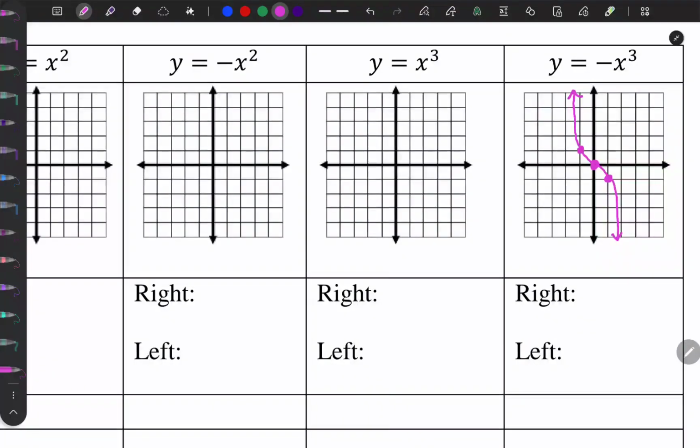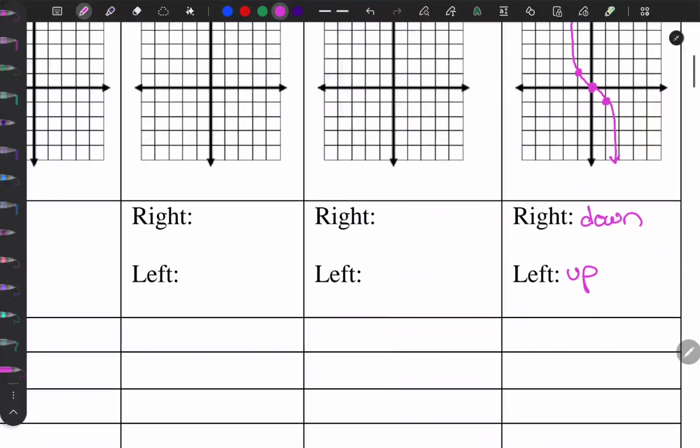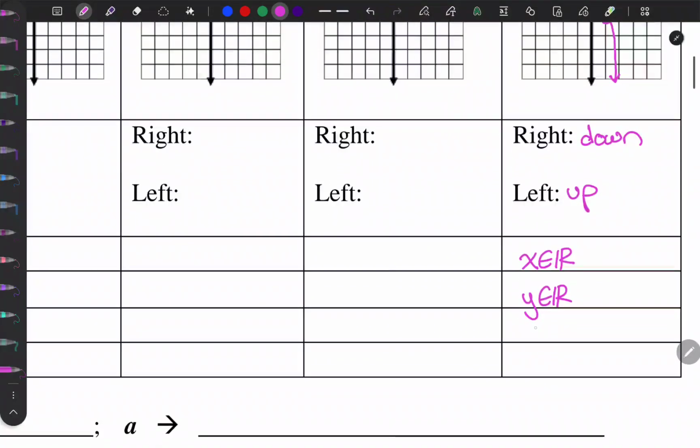All right, starting with end behavior. This graph goes down to the right, but up to the left. The domain is still all real numbers. The range is all real numbers. The degree is 3. Again, worth noting that is an odd degree. And a is less than 0.